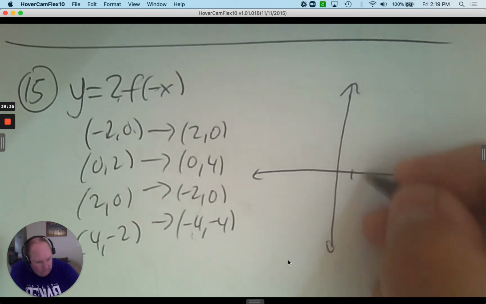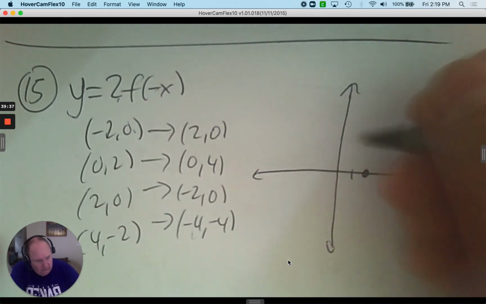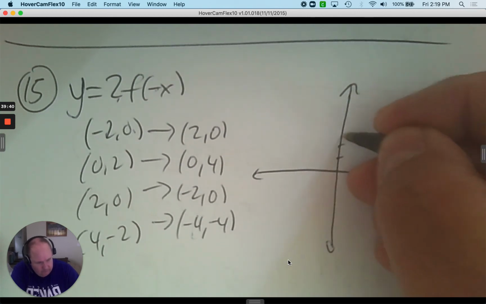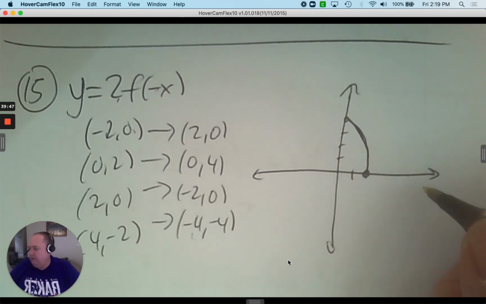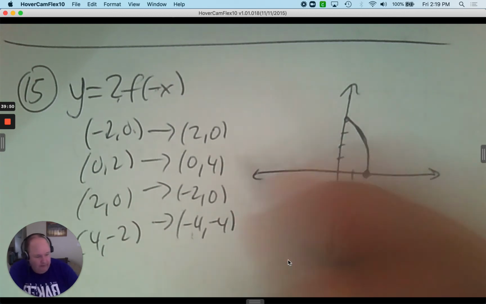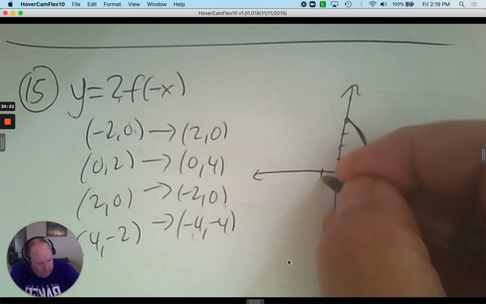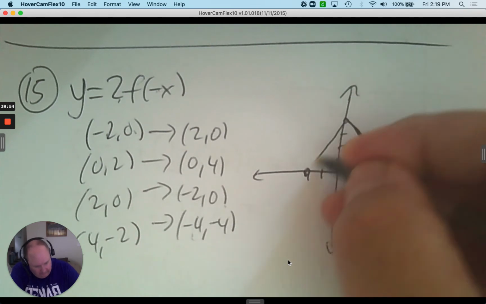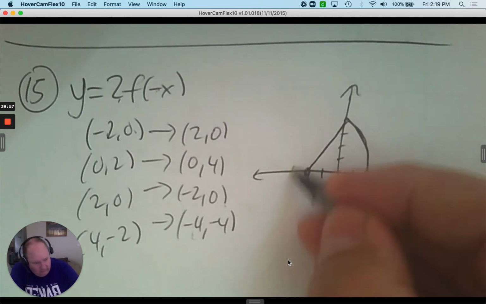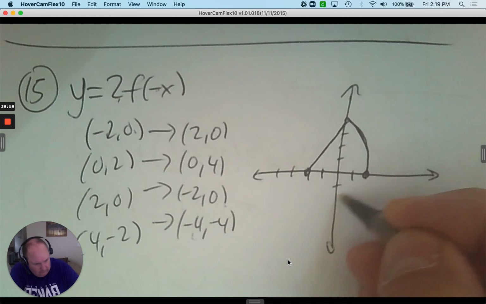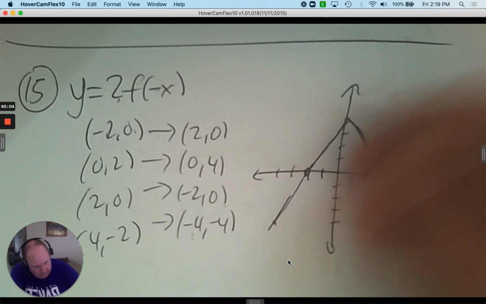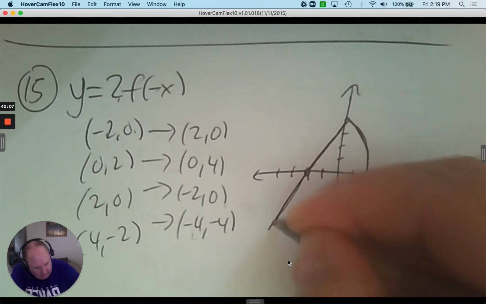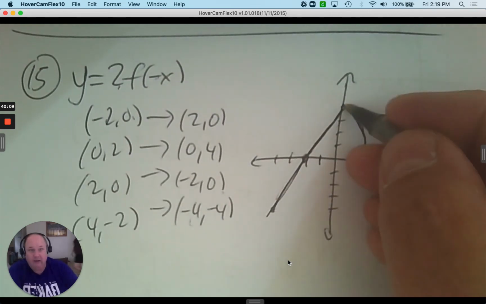So (2, 0), (0, 4). That's going to be that curve. That quarter circle now is on this side. Then (-2, 0). It's going to be a line, and then (-4, -4). That's going to continue that line there. So there it goes, (-4, -4). So you have your line and your quarter of a circle.